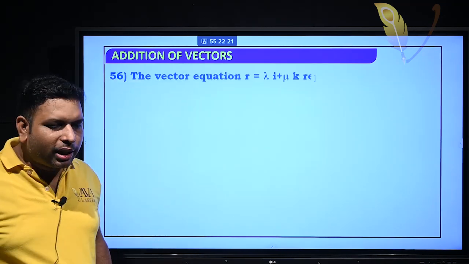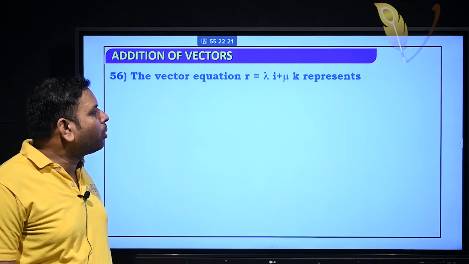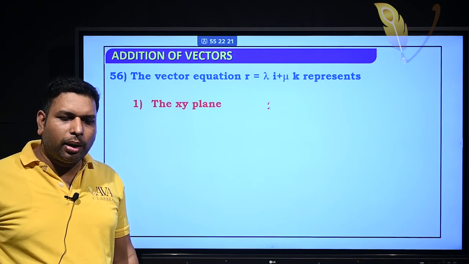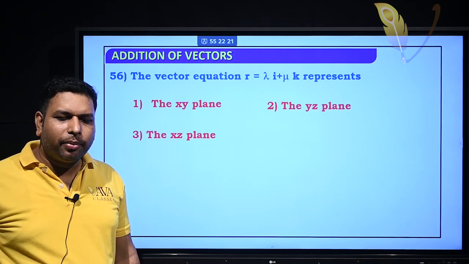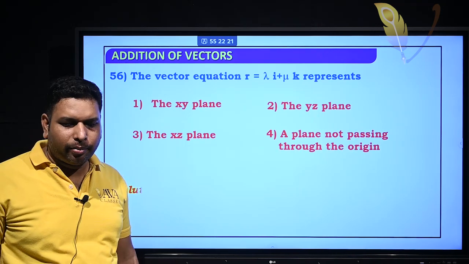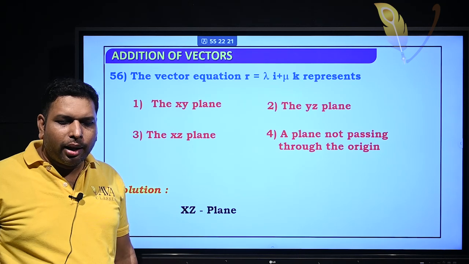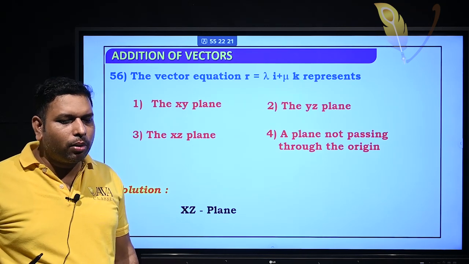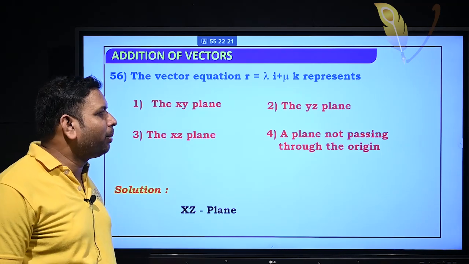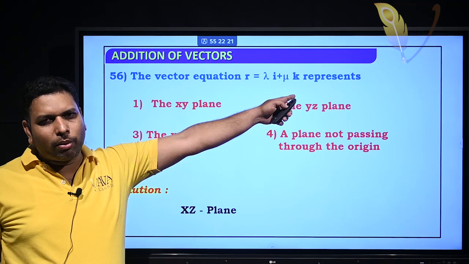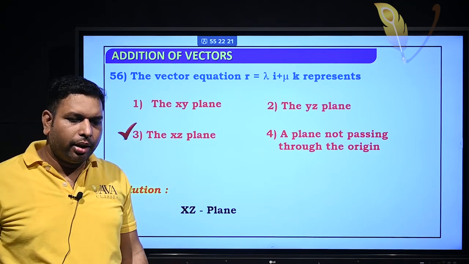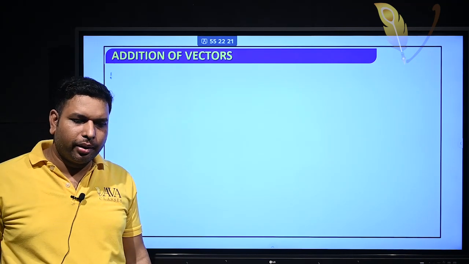Now question number 56. The vector equation r = lambda i cap + mu k cap represents the xy plane, the yz plane, the xz plane, or a plane not passing through the origin. Solution. Xz plane. The vector equation r = lambda i + mu k represents i and k components, so it is the xz plane. So third option is the right option.